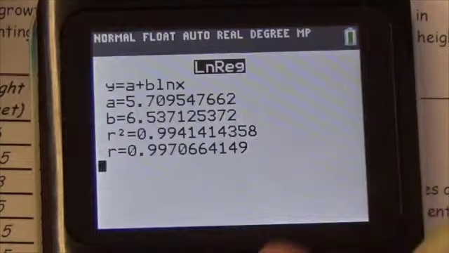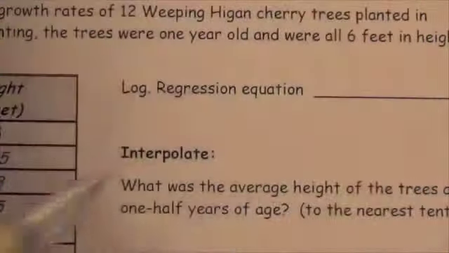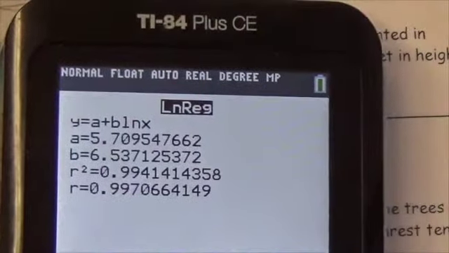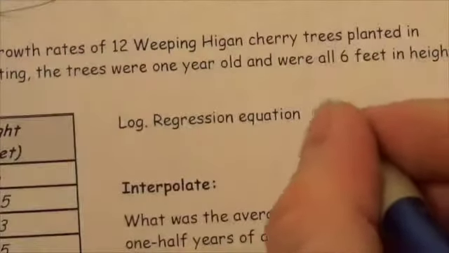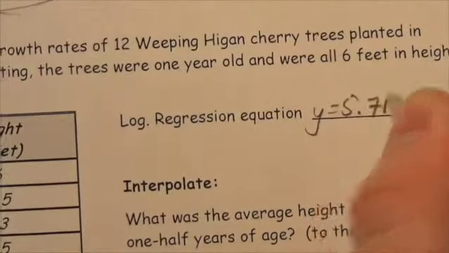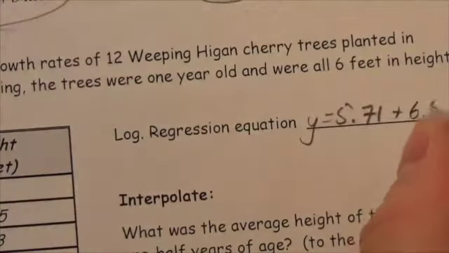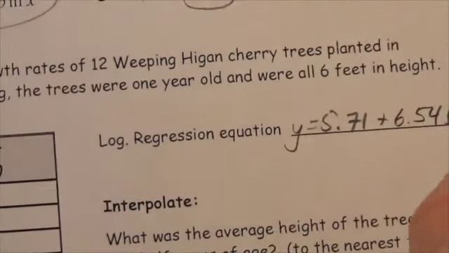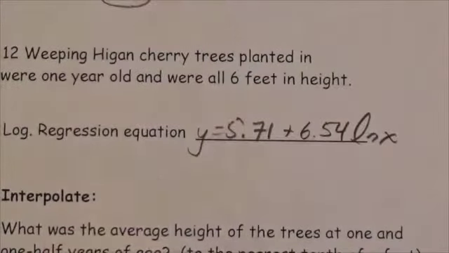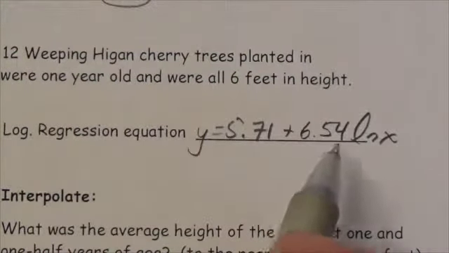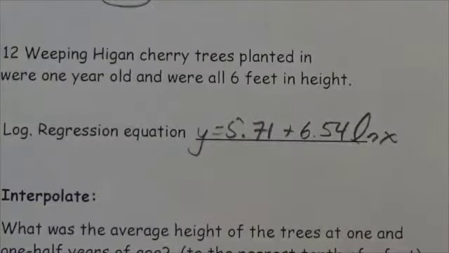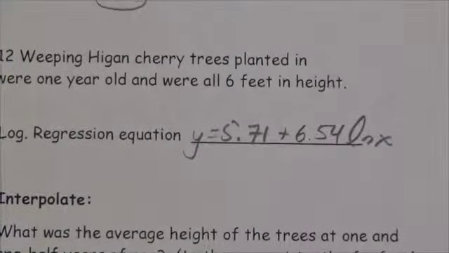So here's our regression equation, and I tell you what, we'll round things to the nearest hundredth. I don't think it really says here, but to the nearest hundredth, okay. 5.71. So y is going to equal 5.71 plus the b value here. What did I get for the b value? 6.54. Okay, 6.54 times the natural logarithm, whoops, of x. Can't see that. There you go. So y equals 5.71 plus 6.54 times the natural logarithm of x. So now with that in mind, we'll go to the next question here.